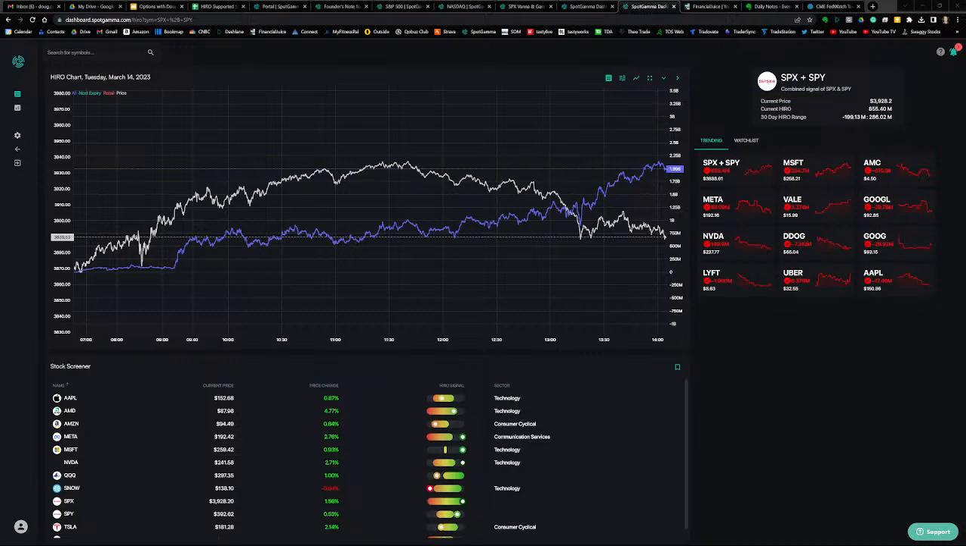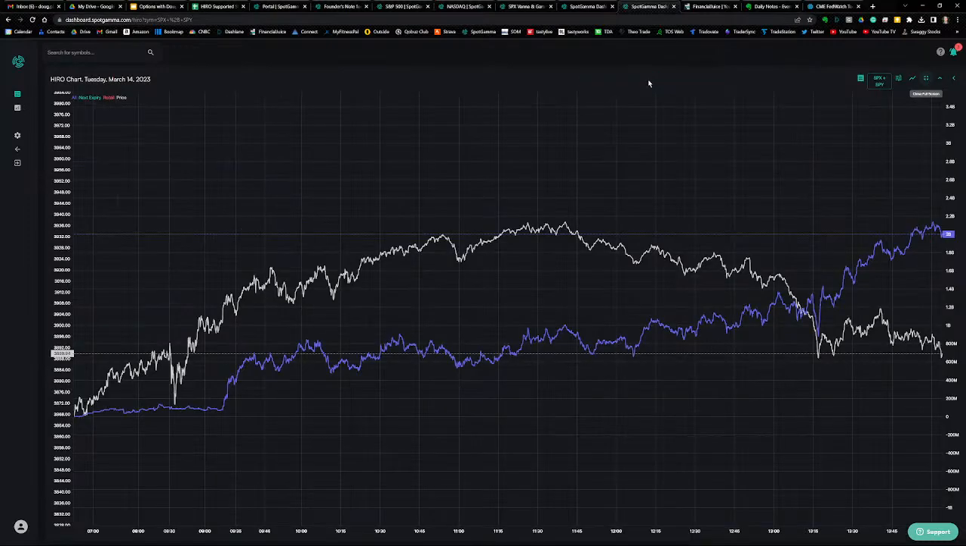That is SPX and SPY, and this is what I look at whether I'm trading ES futures, SPX options, or SPY shares or options. Any form of the S&P 500, this is the signal that I look at. SpotGamma does provide separate signals for SPX and SPY, and I like to look at the combined signal here. So let's zoom in and take a closer look, and notice that this signal is continuing to rise.